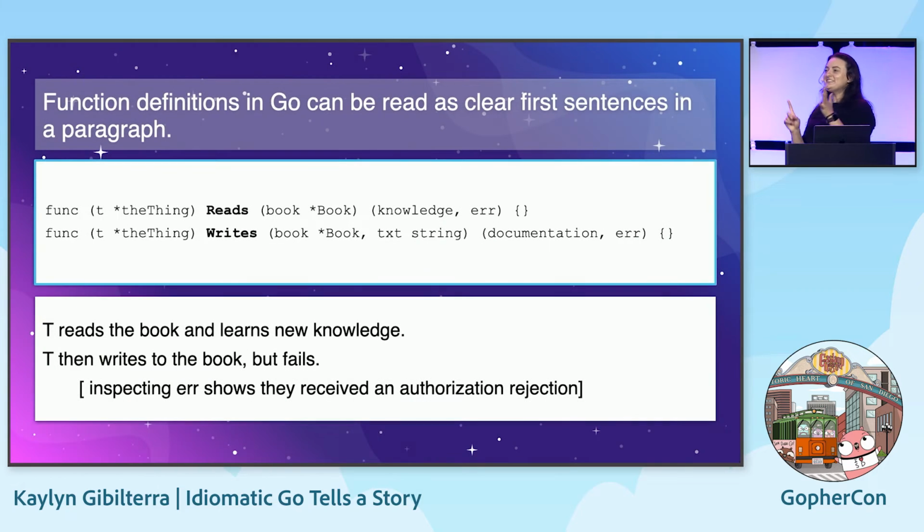And to dig just a tiny bit further, I wanted to show a couple of examples right around here where you get to say actual sentences. And you could literally, if you wanted to, do an exercise where you write it out. So the thing is reading a book and it has gained some knowledge. The thing has tried to write to a book, but you could say there's some errors here, and maybe you could say, it got an authorization failure.